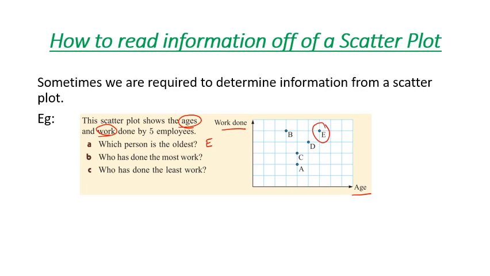Who has done the most work? Well, if we go as far as we can up the work axis, you'll notice that B and E have both done the same amount of work. So B and E would be our answers. And who has done the least amount of work? Well, the least amount of work would be the person who's lowest on the work axis, which is person A.